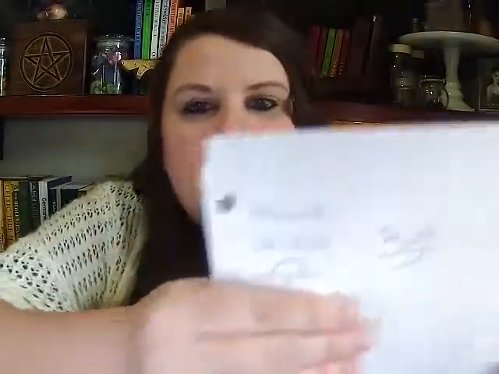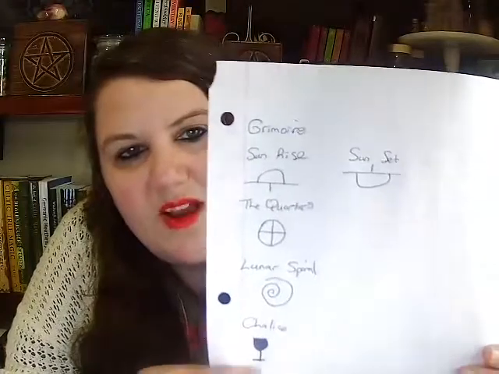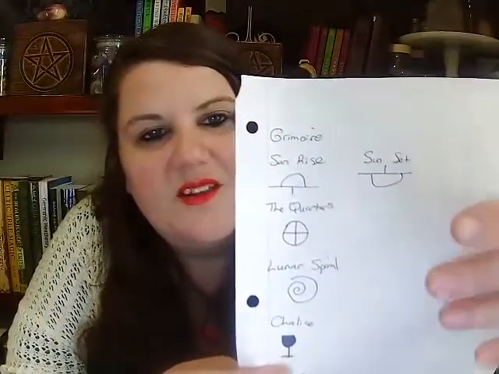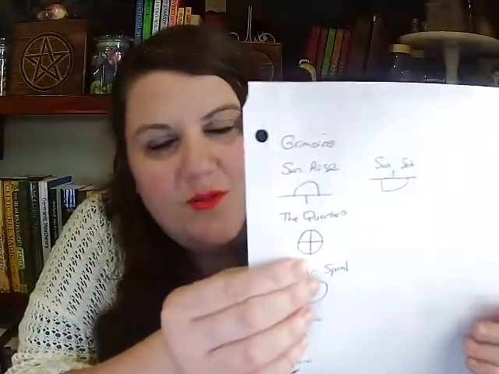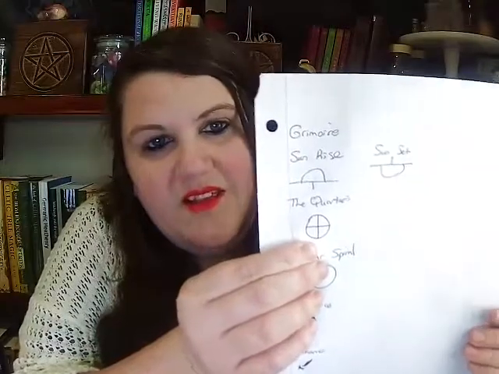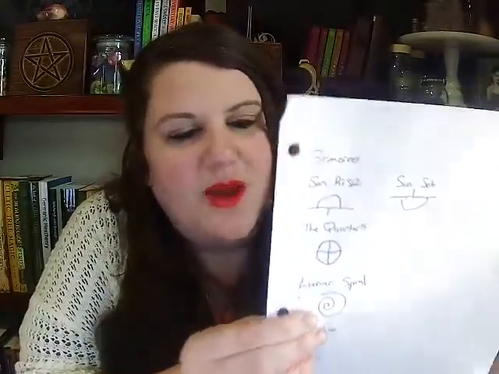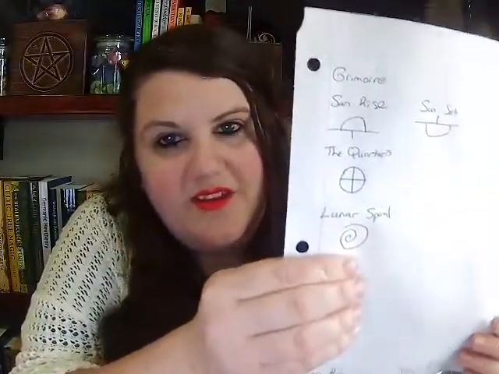Now, common symbols that might be useful to us in our grimoires. We begin with the sunrise and the sunset, fairly straightforward. You have the line of the horizon, and of course when the sun is rising, the sun is over that horizon, and when the sun is setting, it is underneath of it. Next, we have the quarters, which can also represent the four elements, this circle with the cross inside of it. Then we have a lunar spiral, which is going counterclockwise.